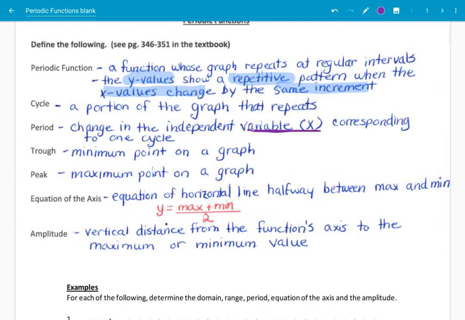The equation of the horizontal line is the equation of the axis. It's the average of the max and the min. I often call this the center line of the graph or the pattern, okay? And the amplitude is the distance from that center line to the max or the min. And the formula for the amplitude, we often use amp or even just A for amplitude. It is the max amount minus the min amount divided by 2. Okay, so one's the average and one's half the difference between the max and the min.